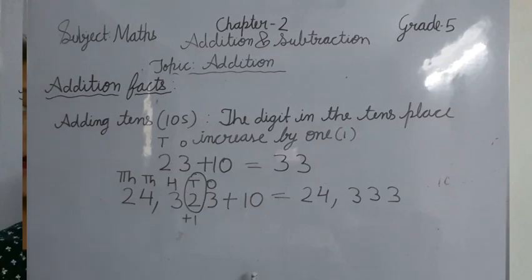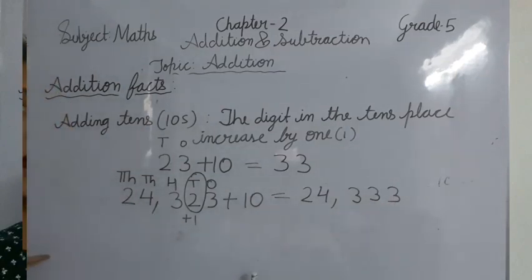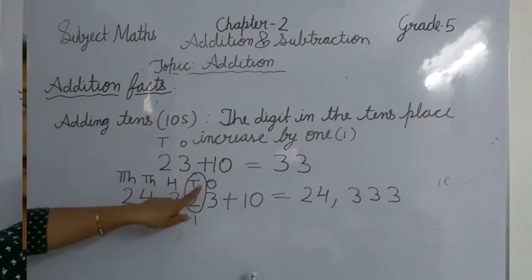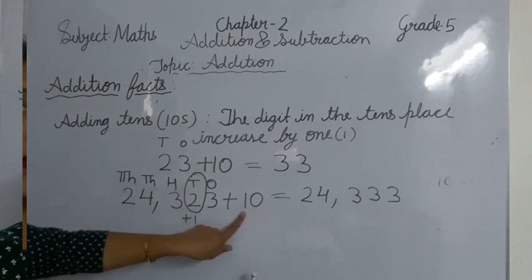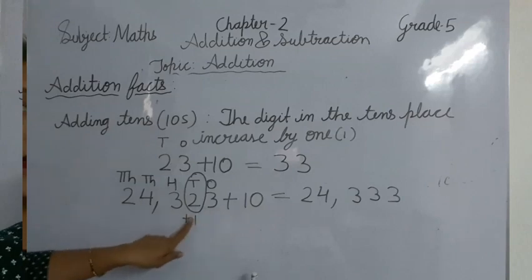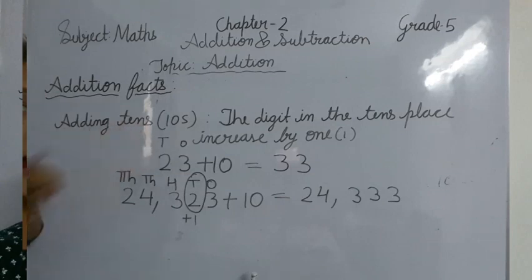So what is the answer? 24,333. So what we have done here? You have to just increase the tens place by 1. Why do we have to increase the tens place by 1? Because we are adding 1 ten. Means only tens place we are adding here. The rest digit is 0 here. Yes. So this is what happens when we add tens to any number.